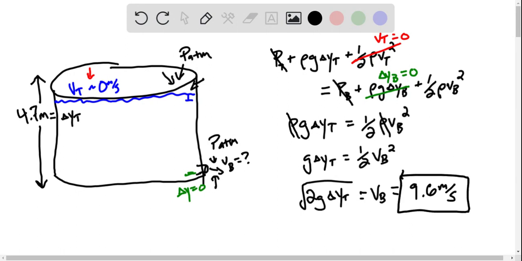So really kind of a simple conservation of energy problem once you use some assumptions to get rid of some things.